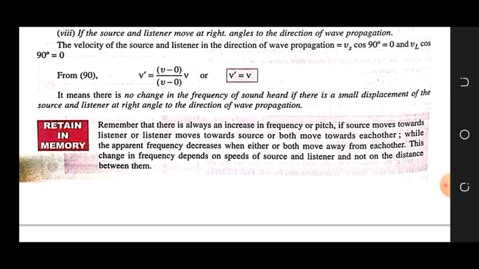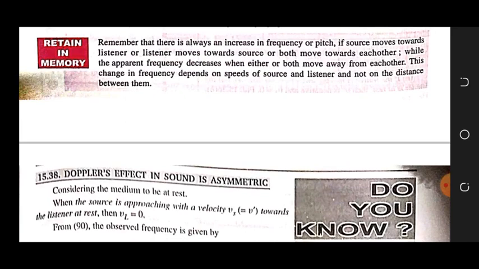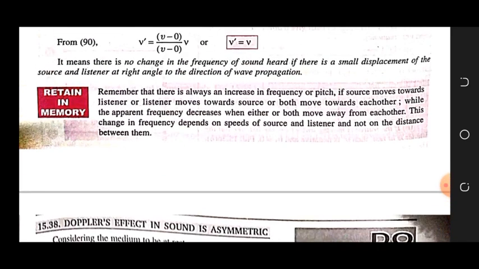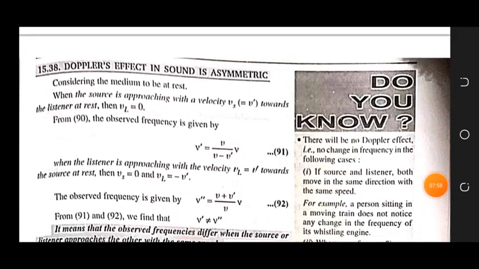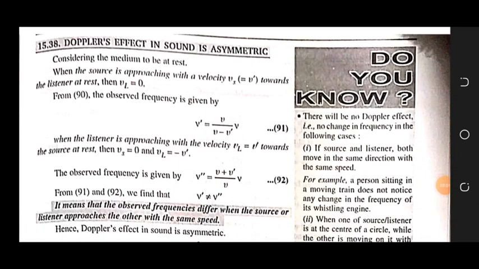While the apparent frequency decreases when either or both move away from each other. This change in frequency depends on the speed of the source and listener and does not depend exactly on the distance between them. So I think, students, whatever we have discussed up to now is completely clear. Now let's see the next topic after the Doppler effect.